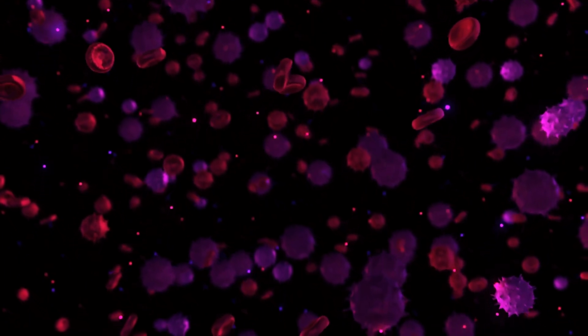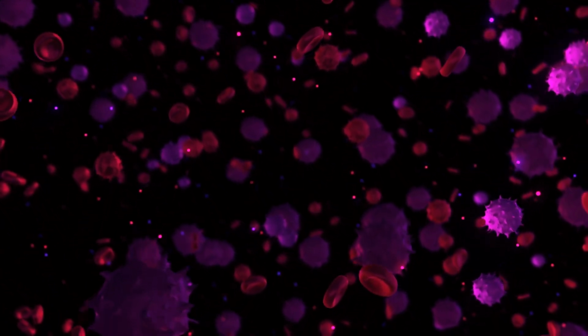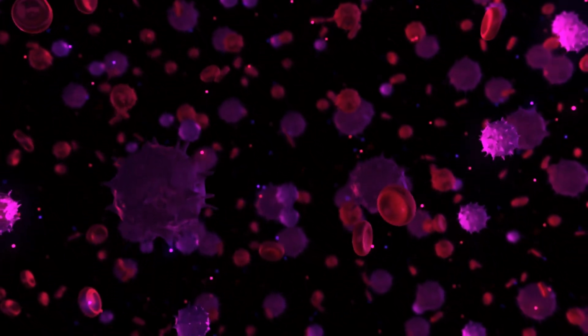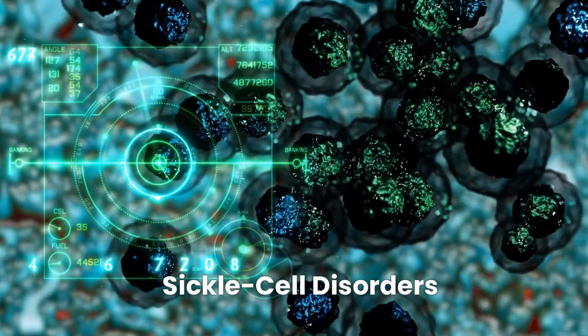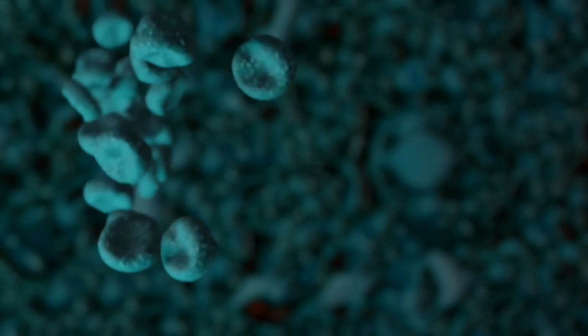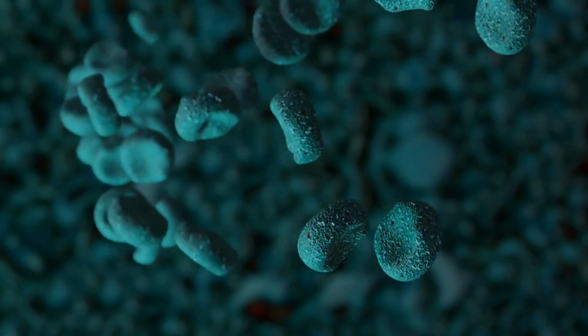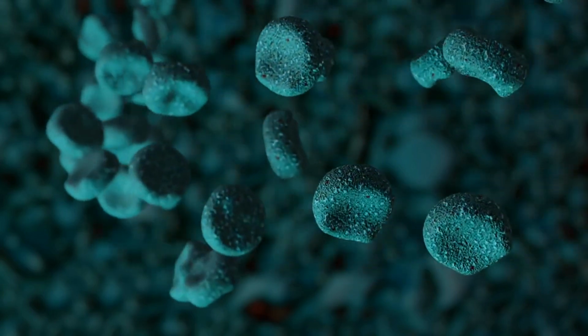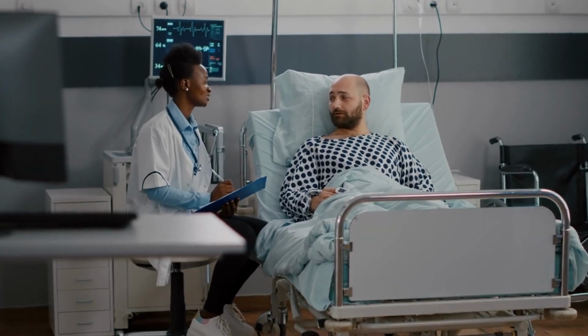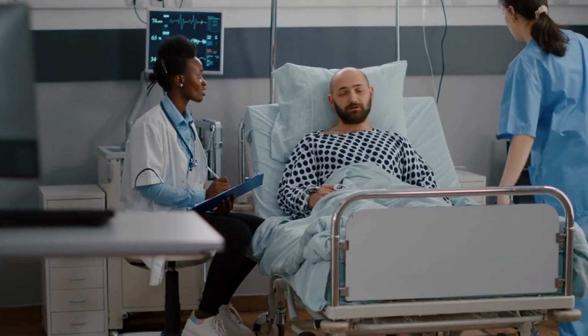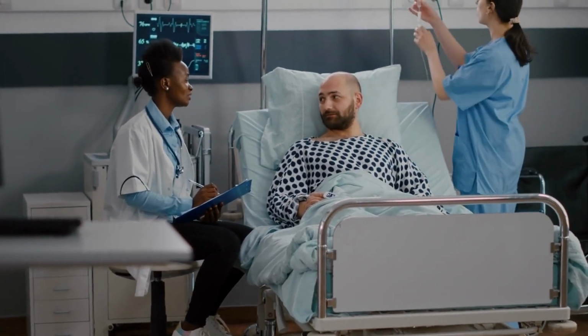This can happen due to genetic conditions, autoimmune reactions, or external factors like toxins. Sickle cell disorders, perhaps the most well-known hemolytic anemias. In sickle cell disease, the abnormal hemoglobin causes red blood cells to assume a sickle shape, leading to blockages in blood vessels and a host of painful complications. Coding these conditions requires you to note whether the patient is in a crisis or experiencing other specific complications.